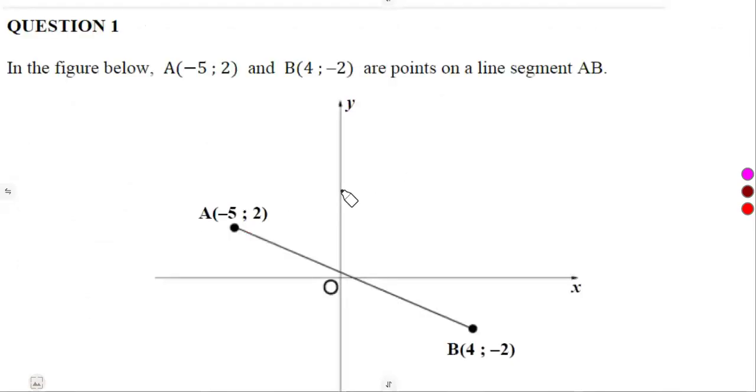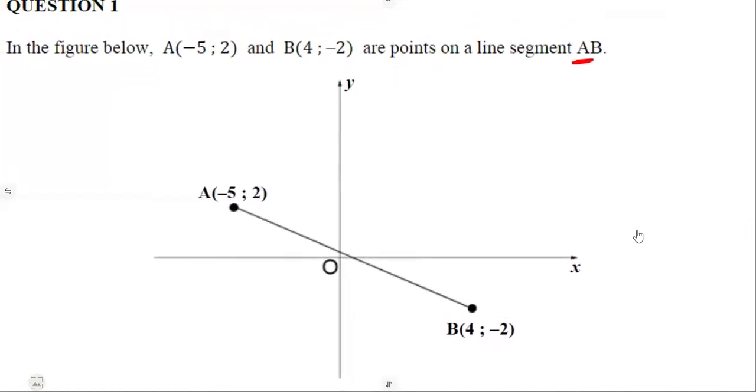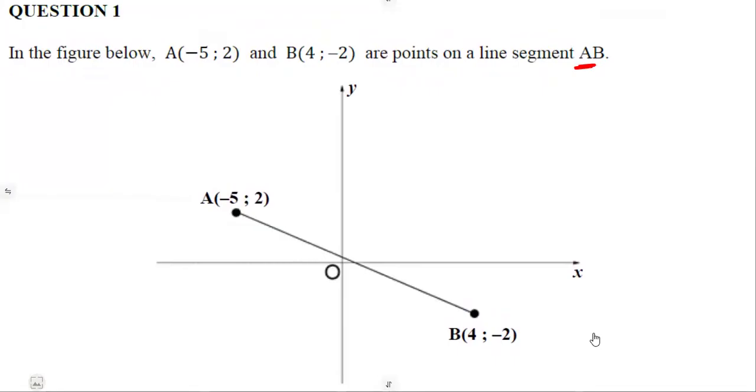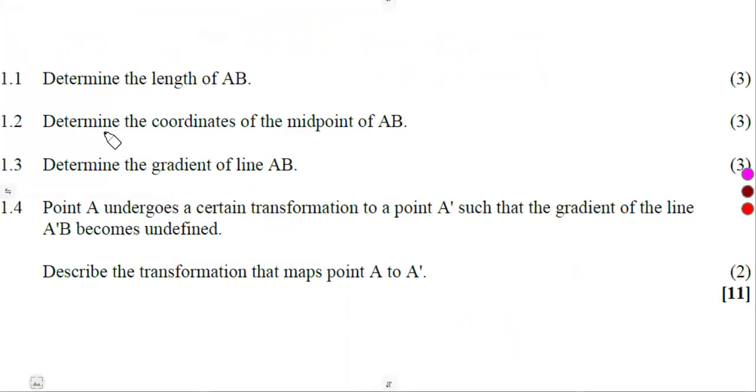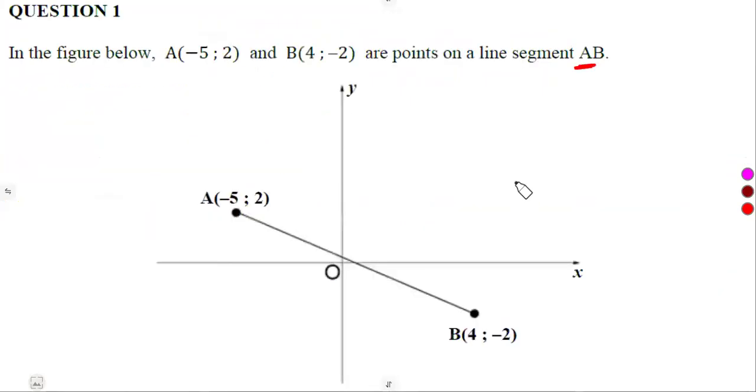On question number 1, we are given in the figure below the point A and also the point B. These are points on line segment AB. Okay, so this is what we are given according to the diagram, according to the figure that we have. And on this figure, 1.1 was to determine the length of AB. So remember that the length of a line can be determined if we are given AB, guys.